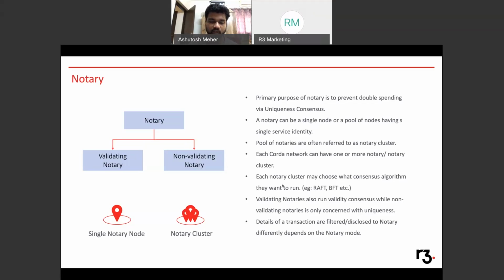So that's what a notary cluster is. Another point to note here is that one Corda network can have one or more notary clusters or single notaries. Obviously one is really important because you need to validate, but it could also have more than one. It could be a combination of notary clusters and single notaries, or even notary clusters running different consensus algorithms. Right, that's notary.